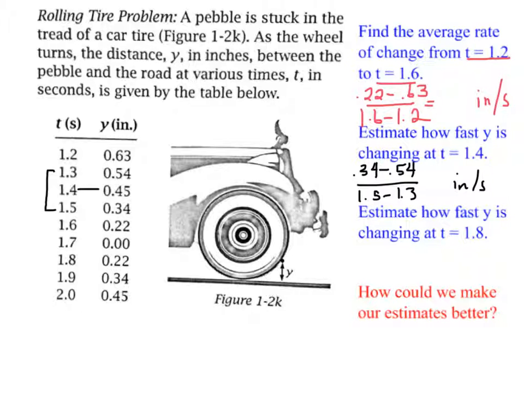Okay. So how fast is it changing at 1.8? Well, again, we do the same thing. We pick a point on either side, and we do the slope, inches per second.